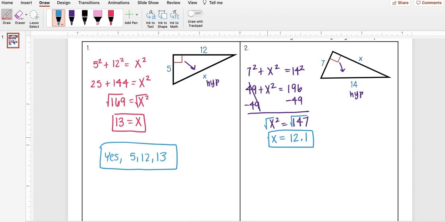So now I need to determine whether this is a Pythagorean triple. Well, since I ended up with a decimal in my answer, this is not going to be a triple.